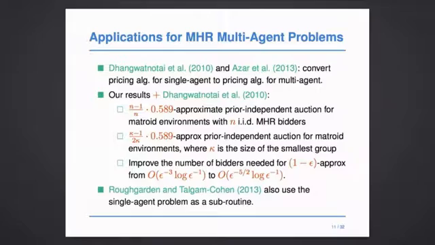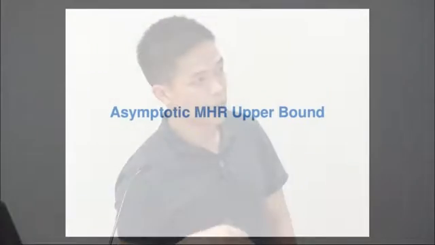And asymptotically, we can also plug in our new sample complexity upper bound and improve the number of bidders they need to get a 1 minus epsilon approximation from 1 over epsilon cubed to 1 over epsilon to the 5/2. And yeah, there's a more recent result by Tim and his student. They also use the single agent problem as a subroutine, and we can also plug in our new results to improve some of their ratios.